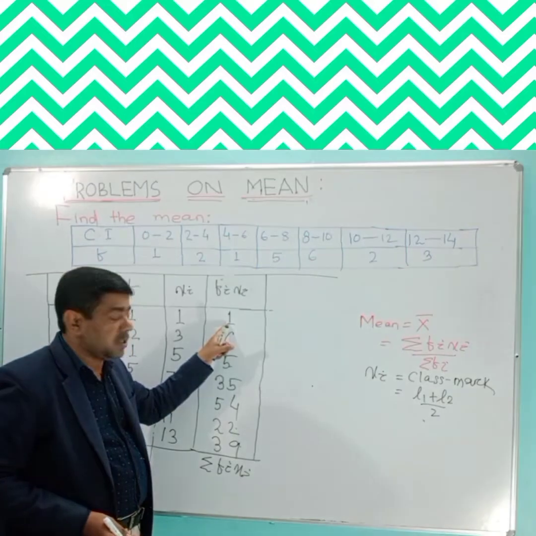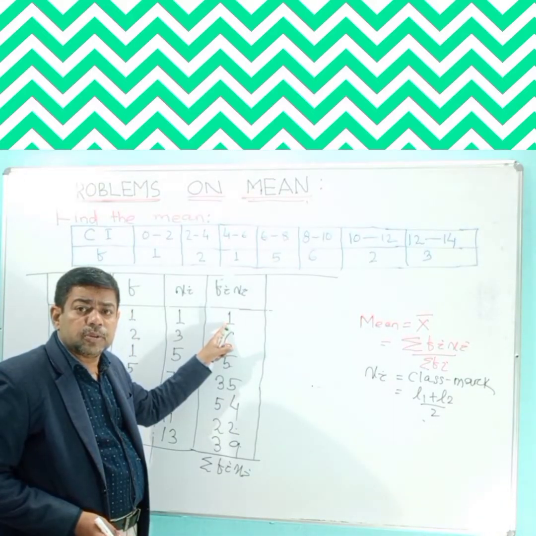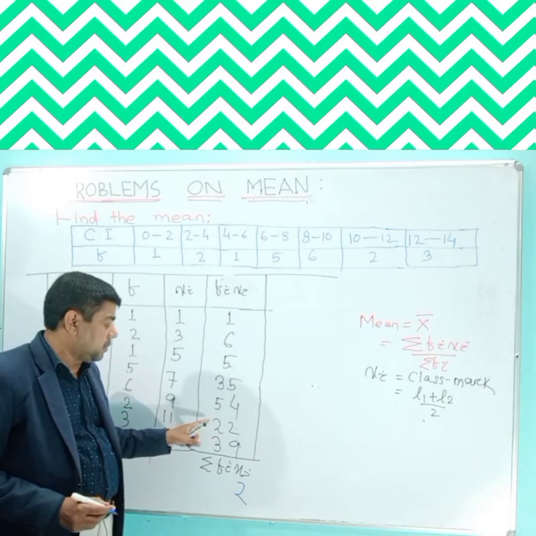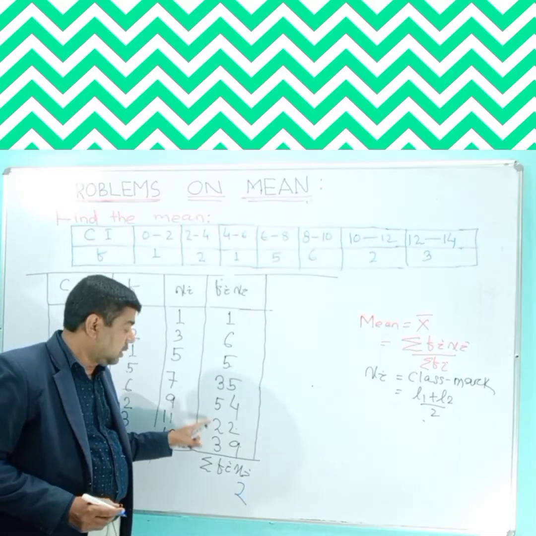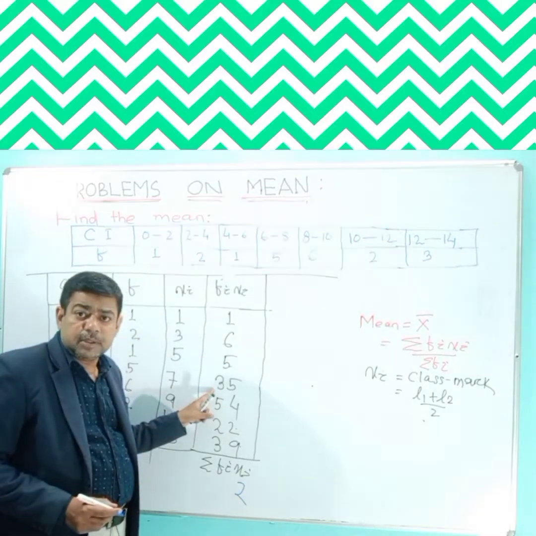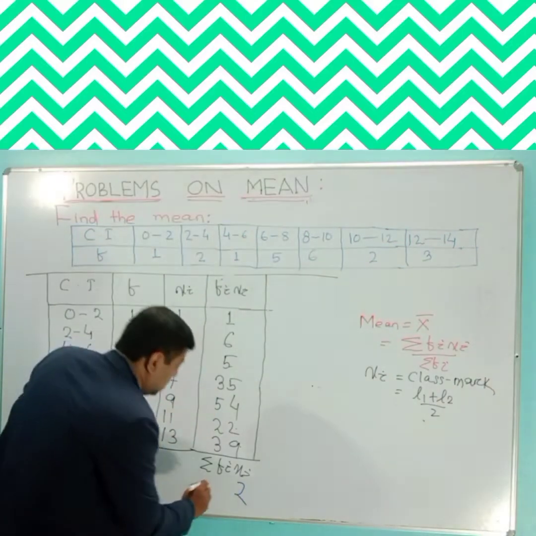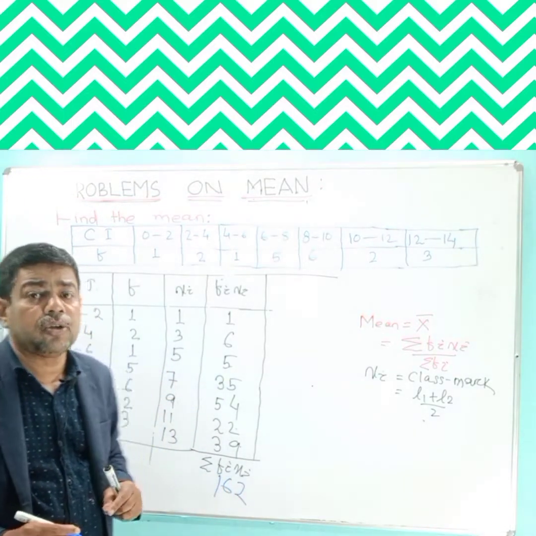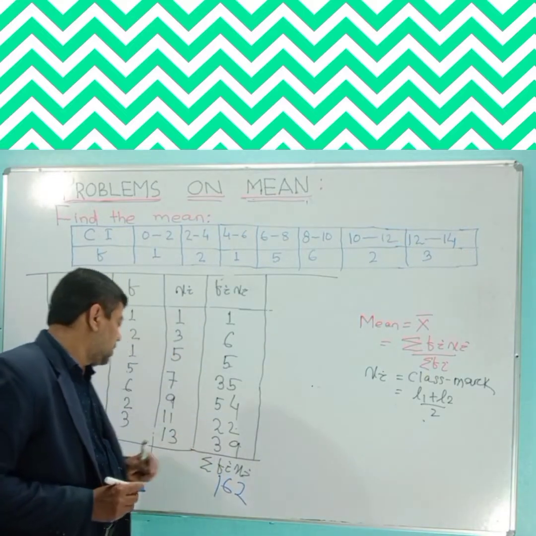31 plus 32 means 2, carry 3. 3 plus 3 is 6, 6 plus 2 what? 8. 8 plus 5 is 13, 13 plus 3 how much? 16. So this is 162, and this is the summation of FiXi we got.